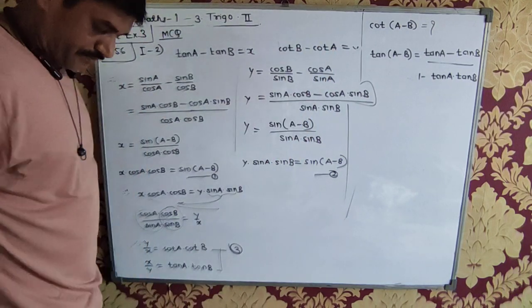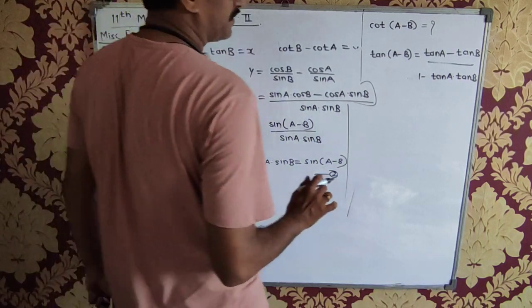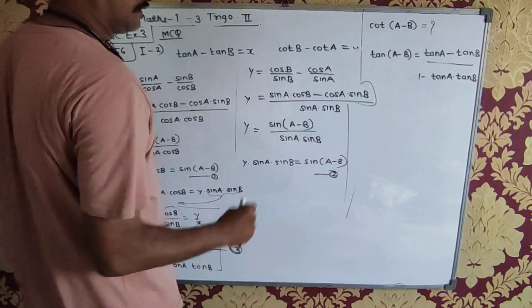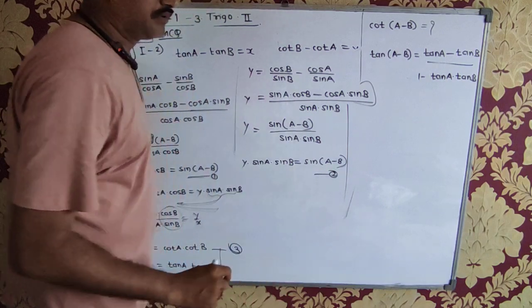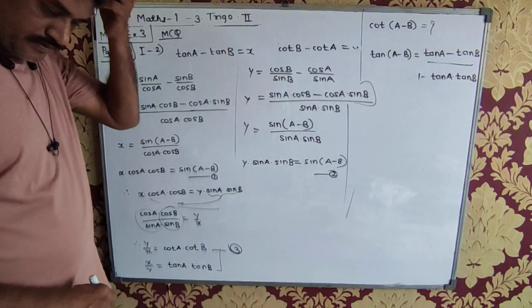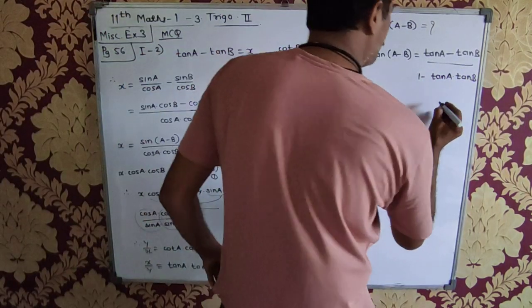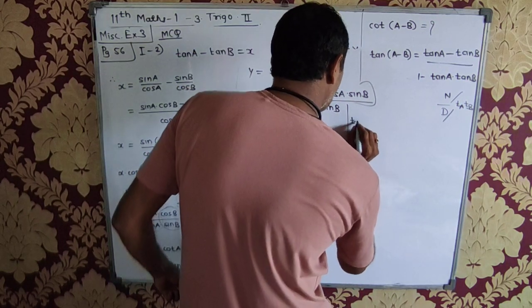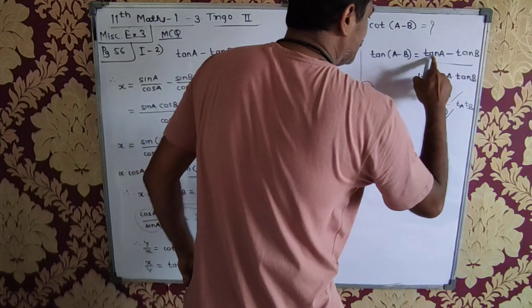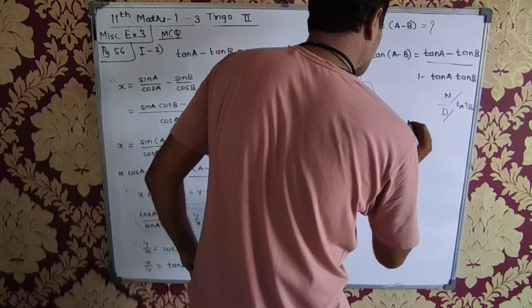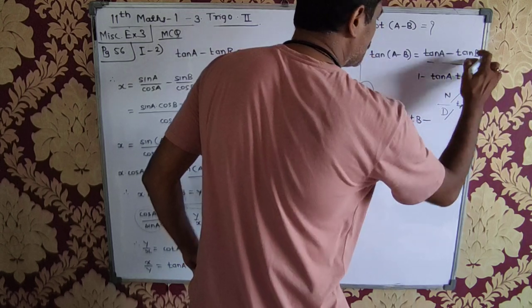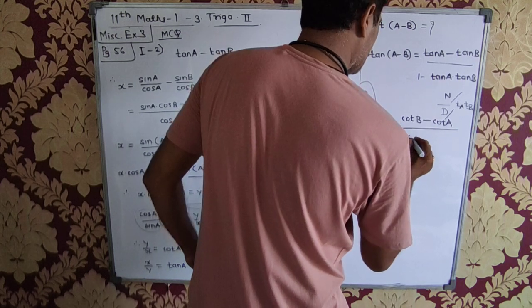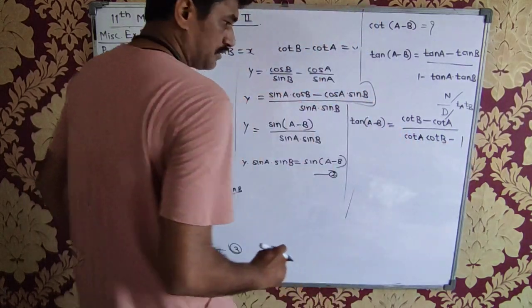Now let me substitute here: x upon 1 minus x upon y. I will take the reciprocal of each and everything here. Divide both the numerator and denominator by tan A tan B. So what will you get? Tan of A minus B upon tan A tan B, tan A minus tan B upon tan A tan B, upon 1 over tan A tan B, that is cot A cot B. Is this okay?